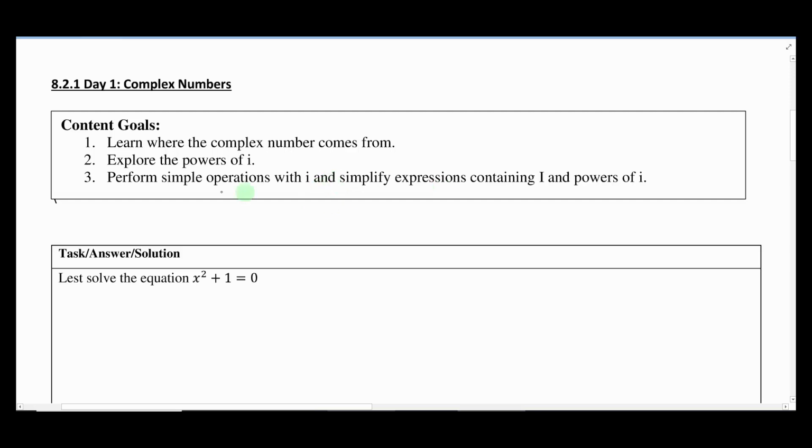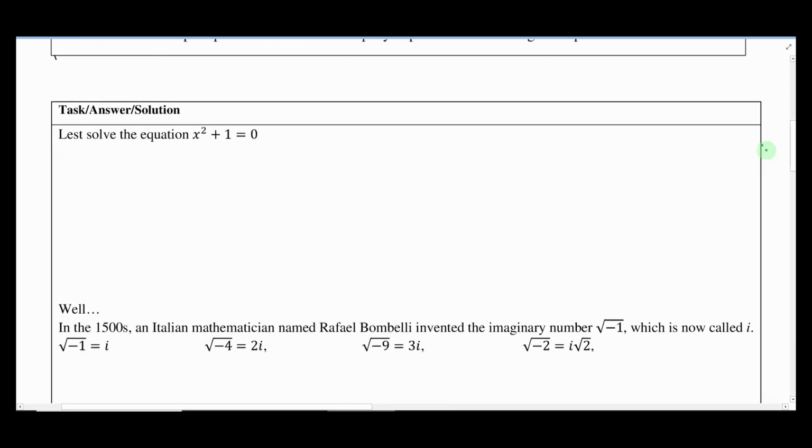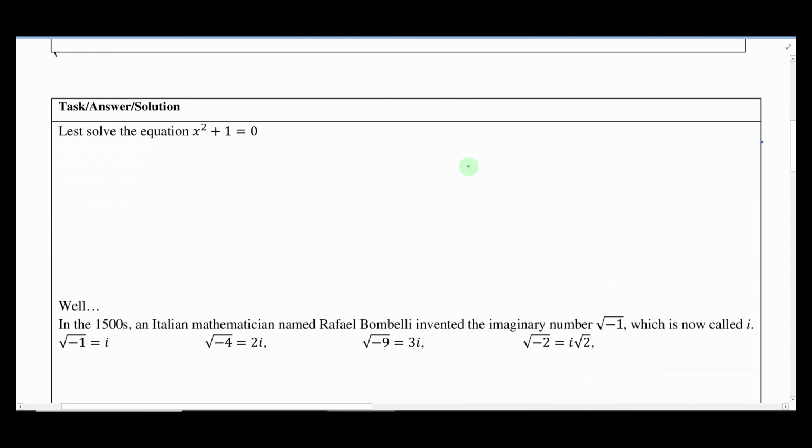All right, so let's talk about where these numbers come from. A while ago there was a theorem called the fundamental theorem of algebra, and it essentially said if you have a second degree polynomial, then it must have two roots, or essentially it must have two solutions. So an equation like this is a second degree polynomial because we have an x being raised to the second power. So this theorem is telling us that there must be two solutions to this equation, x squared plus 1 equals 0.